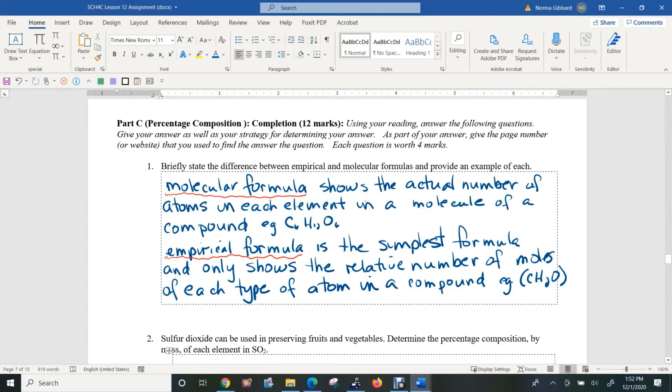Molecular formula shows the actual number of atoms in each element in a molecule of a compound. Example, C6H12O6. The empirical formula is the simplest formula and only shows the relative number of moles of each type of atom in a compound. So this, CH2O, is an empirical formula.